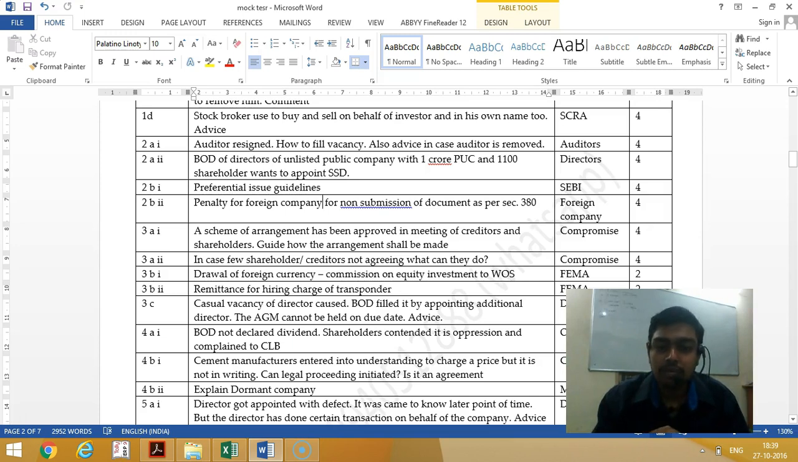Penalty for a foreign company for non-submission of documents under section 380. Penalty 1 lakh to 3 lakh, 1 lakh to 3 lakh, 20,000 rupees per day.